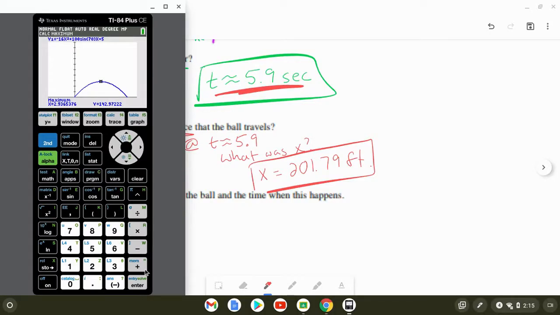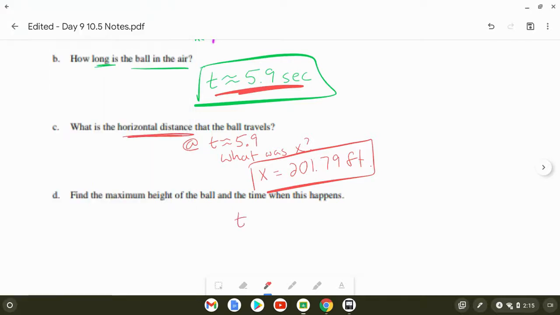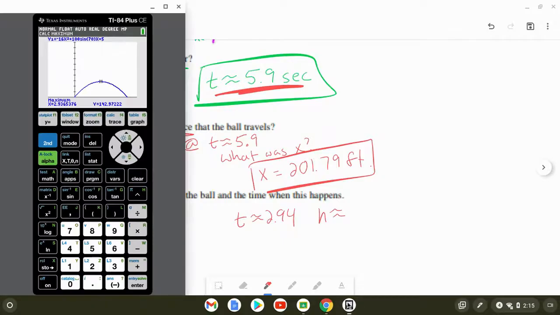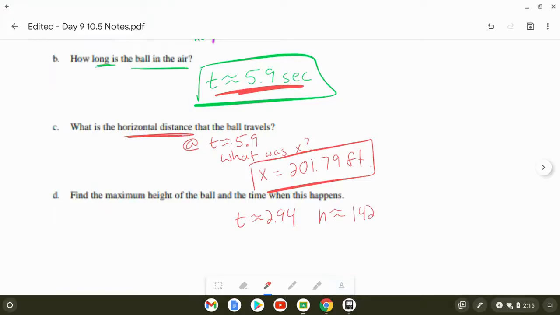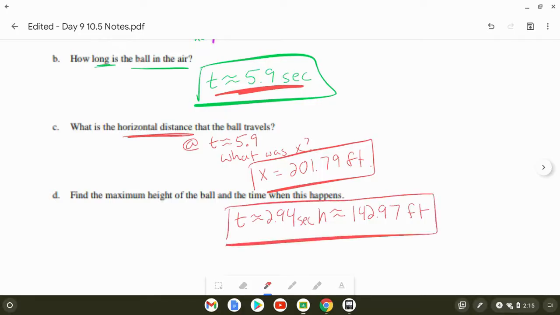So then our max is 2.94. So at time 2.94, we had our maximum height of 142.97 feet. So that's when the maximum happens, the max height, that's when it happened.